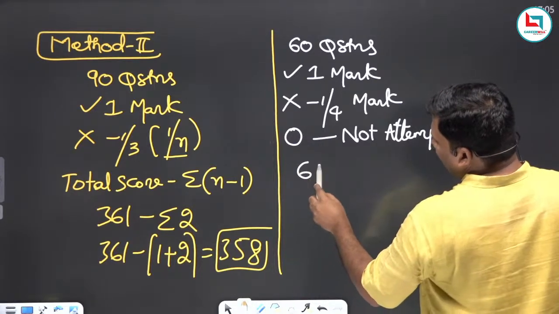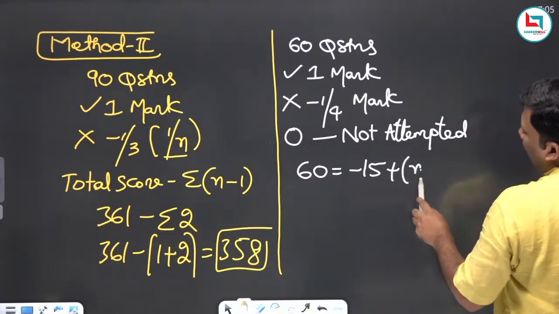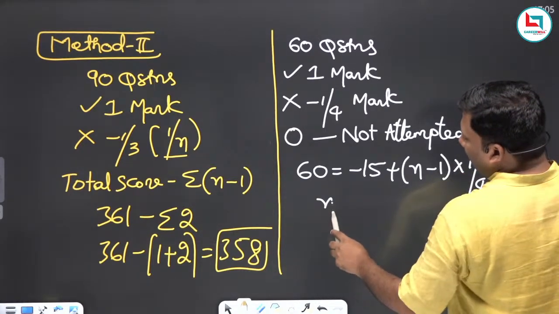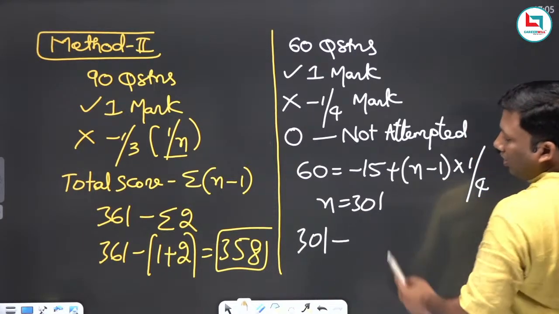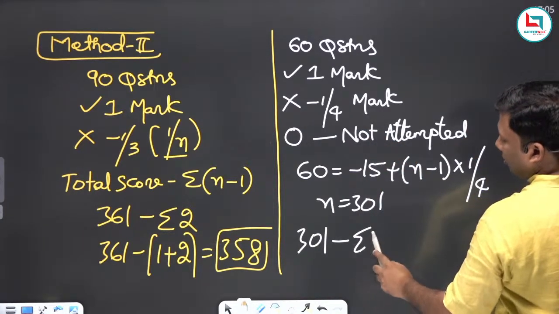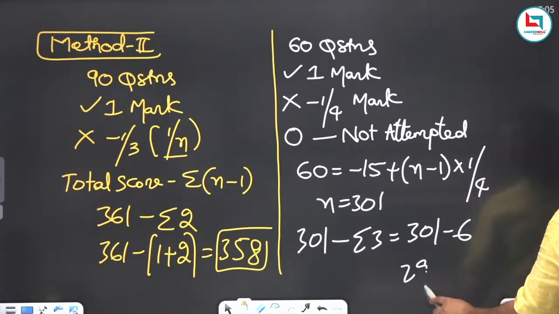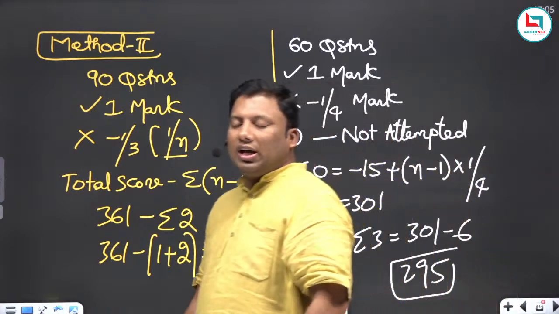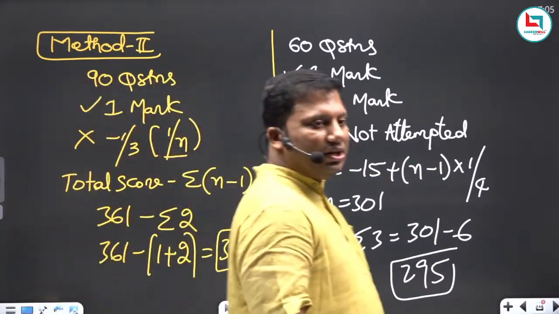Best case is all are right. Worst case is all are incorrect. Every time the deviation will be 1 by 4. So n will be 301. So 301 minus, what are all the incorrect choices? Summation 3. 301 minus 6. What will be the answer? 295. Total number of distinct net scores possible are 295.